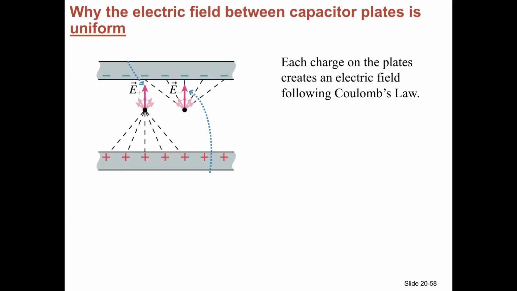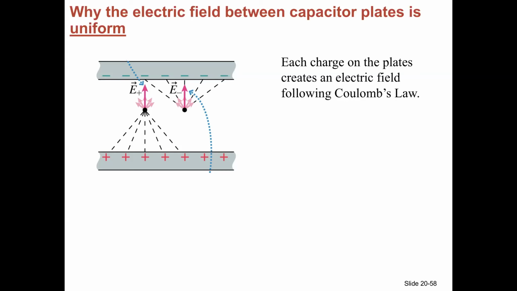So what does this field look like? Well, as I said, it's uniform. What that means is it's constant in strength and direction, at least near the center of the plates. Near the edges, this isn't true, but for most of our problems here, we're considering only the points near the center.